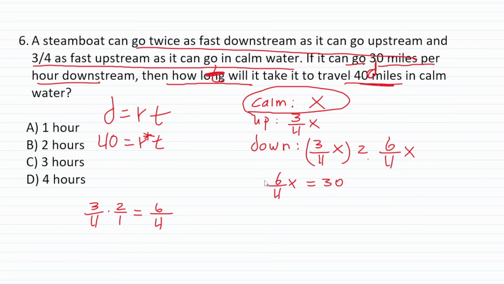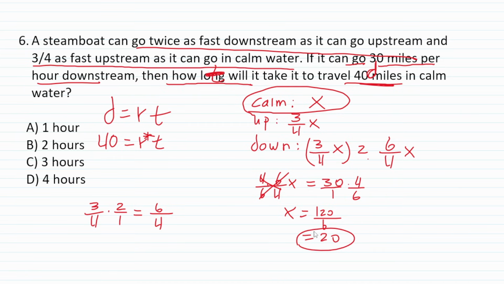To do that, we're going to multiply both sides by the reciprocal of 6/4, which is going to be 4/6. We're going to do that over here as well. This crosses out here and here, which leaves you with just x on this side. Let's place this over 1 so we could just multiply straight across. 30 times 4 is going to be 120. 6 times 1 is 6. 120 divided by 6 is 20.